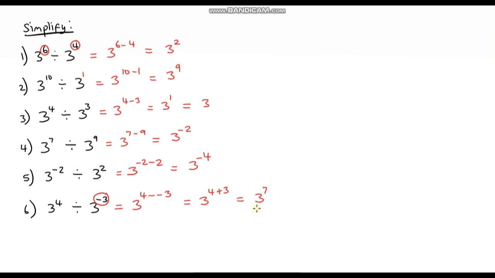So how did you get on with those 6 questions? This last one is definitely the one where most people slip up with, which is why I tried to write it out in full, just to show you how I got the answer of 3 to the power 7. So hopefully you found that useful.